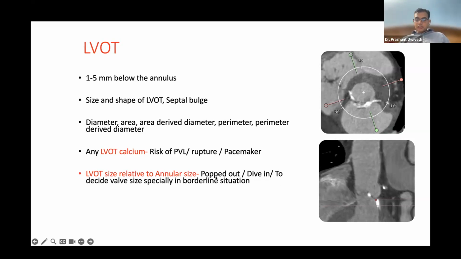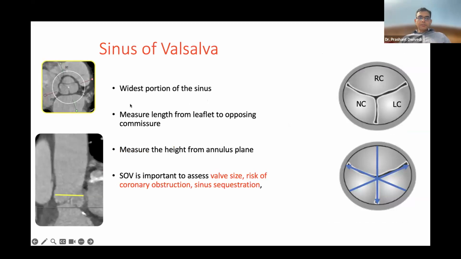So that's why the LVOT is very, very important. Then we need to understand the sinus of Valsalva. So what is sinus of Valsalva? It is the widest portion of the sinuses.